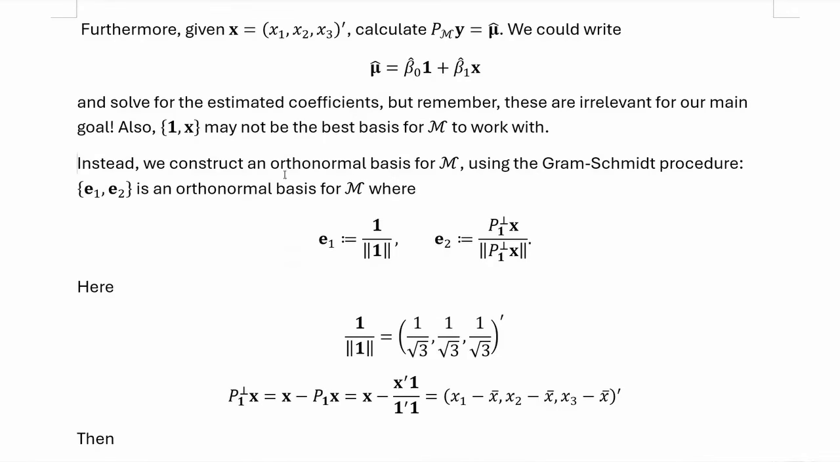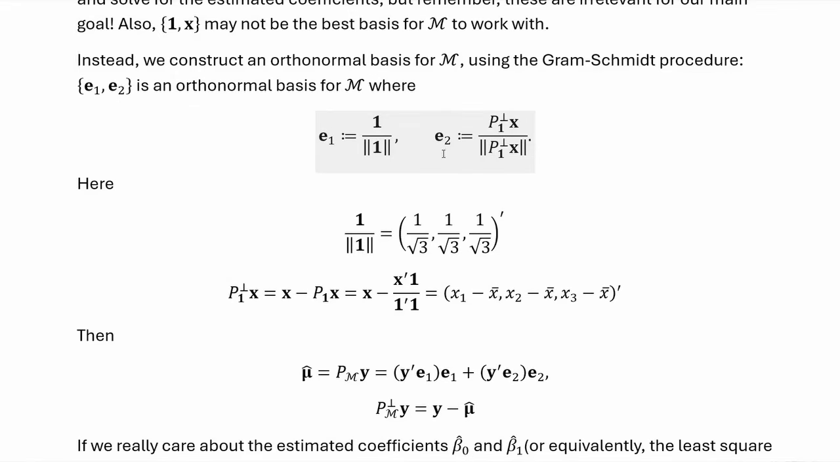So instead, we construct an orthonormal basis for M using the Gram-Schmidt procedure. E1 is simply the unit vector along the direction 1, and E2 is the perpendicular of x onto the vector 1, normalized, of course. So E1 is (1 over the square root of 3, 1 over the square root of 3, and 1 over the square root of 3). The perpendicular of x onto 1 has the same form as the perpendicular of y onto 1. That is (x1 minus the average of x, x2 minus x bar, and x3 minus x bar). It's the same algebra as earlier. And after normalizing, we get E2.